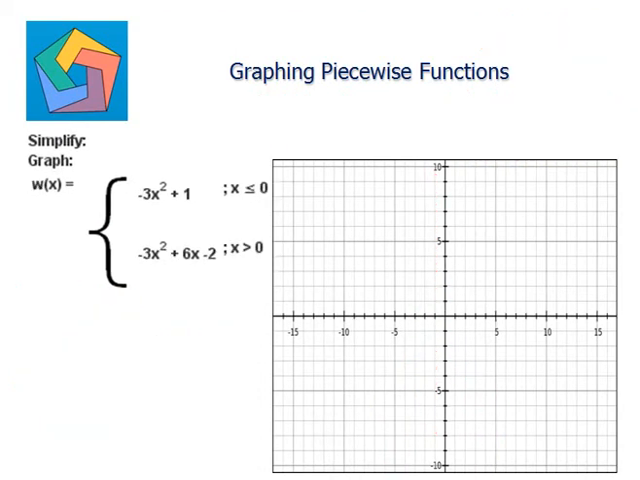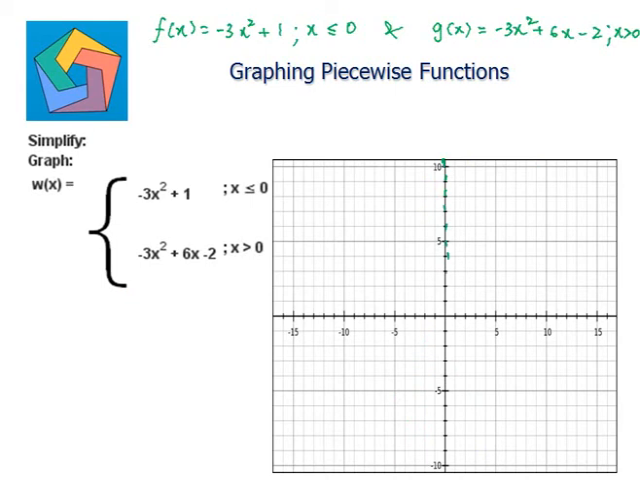Next problem. Graph w of x is equal to negative 3x squared plus 1 when x is less than or equal to 0, and negative 3x squared plus 6x minus 2 when x is greater than 0. So let us take f of x as negative 3x squared plus 1 when x is less than or equal to 0, and g of x be the function negative 3x squared plus 6x minus 2 when x is greater than 0. Since 0 is the dividing point, I'll graph x equal to 0, which is the y-axis.